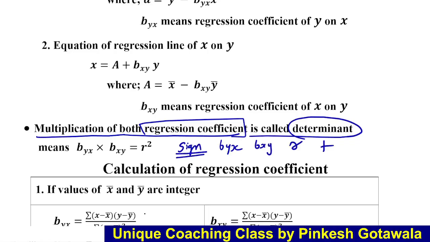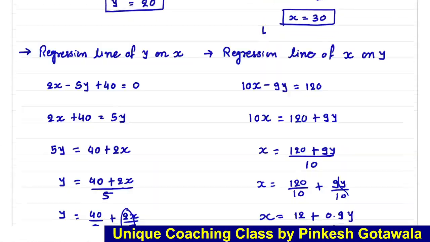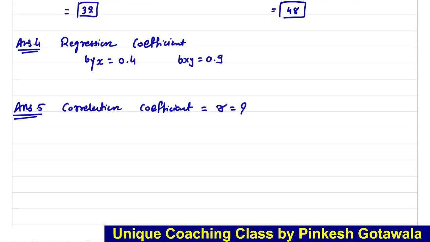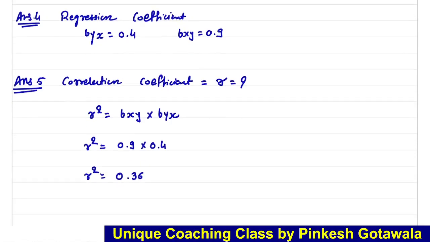Suppose byx and bxy are plus, then r is also plus. If both are plus, r will be plus, and if both are minus, r will also be minus. So the signs are always the same for byx, bxy and r. So remember this formula, we are going to apply it to find the correlation coefficient. r is equal to the square root of byx into bxy, 0.9 and 0.4. So 0.9 into 0.4 is 0.36, and if we take the root, we get the answer 0.6.